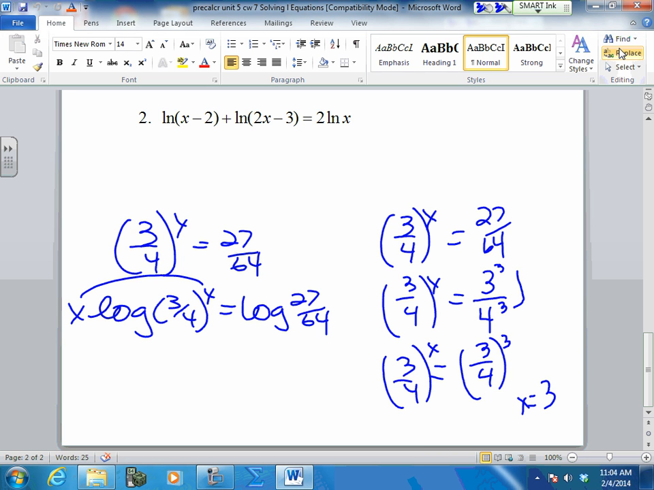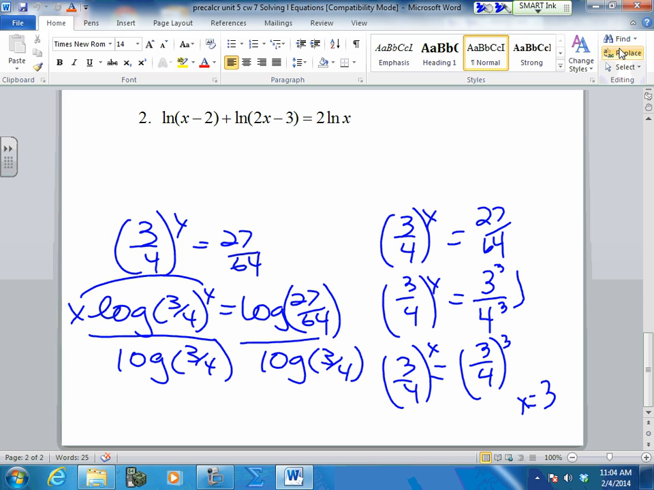You have a couple of choices. You can use your add rule in here. I probably wouldn't because you're going to get another set of parentheses. I would just divide by the log of 3/4. You're probably going to have to deal with a few parentheses in here, but that should become the same. The only thing that brings that exponent down is a log statement. If you put the log on one side, then you put the log on the other side. Yes?